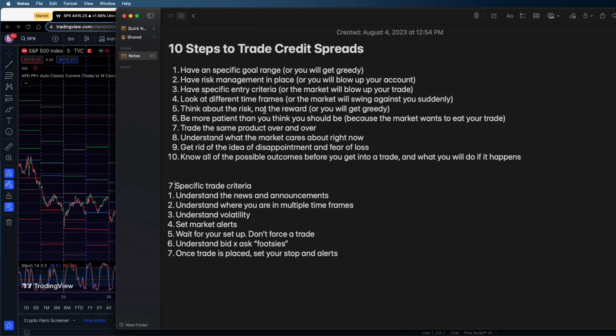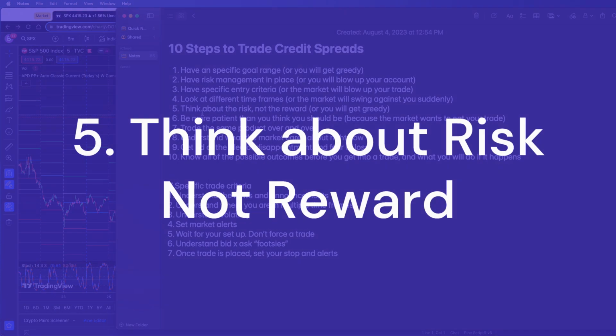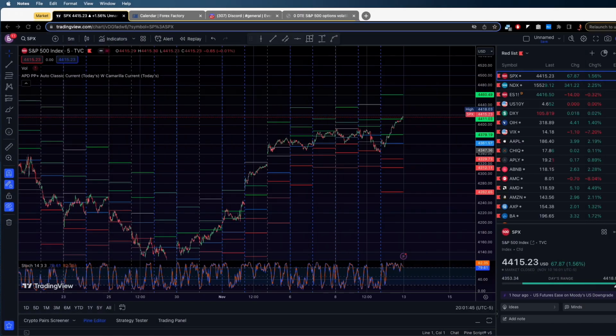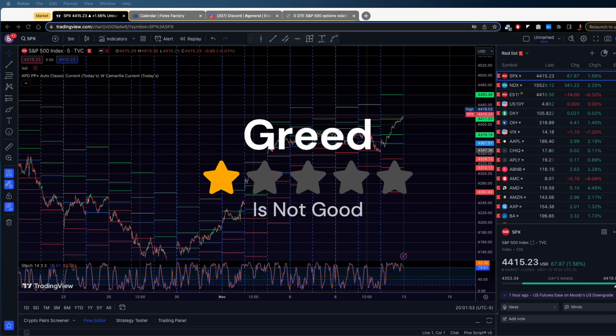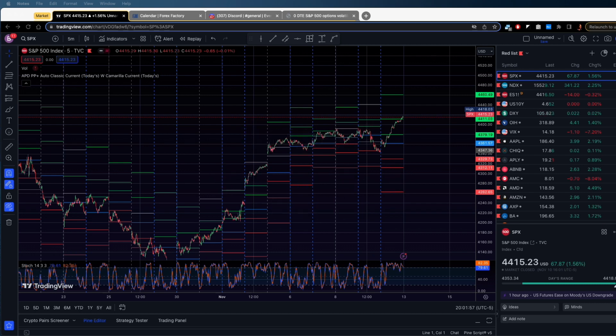All right. So number 5, you're going to want to think about the risk and not the reward, or you're going to get greedy, right? One of the big things that undercut people when it comes to trading is greed, especially when you're trading high probability. You can rack up a lot of wins pretty quickly and get overconfident, get greedy, get used to winning. So you want to always have risk at the forefront of your mind.